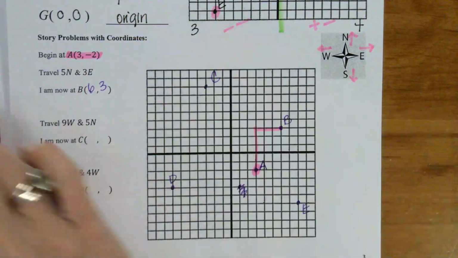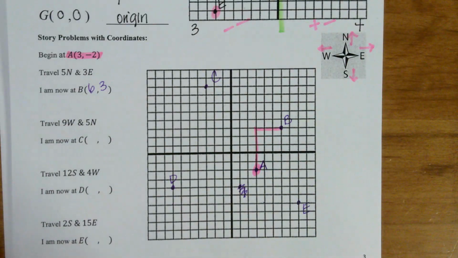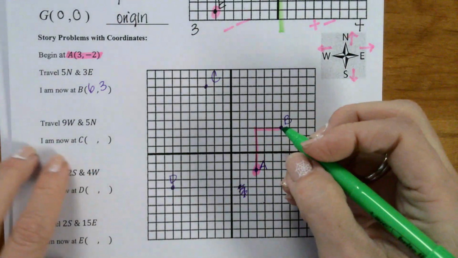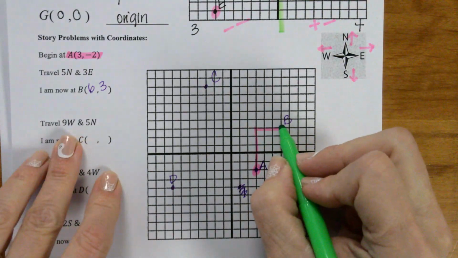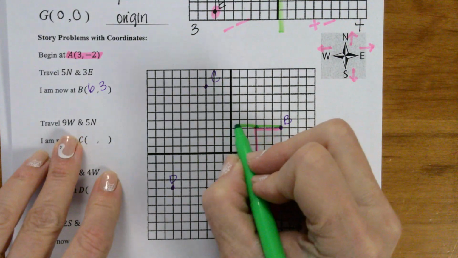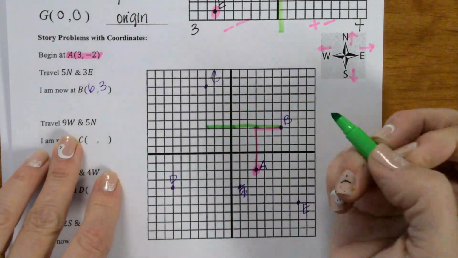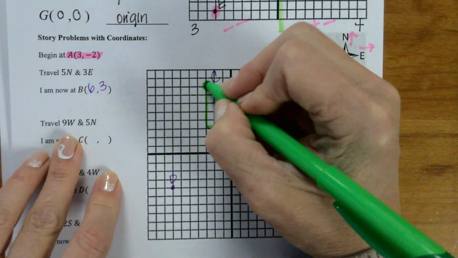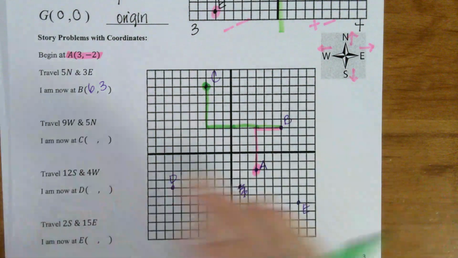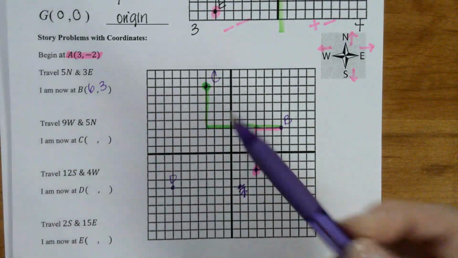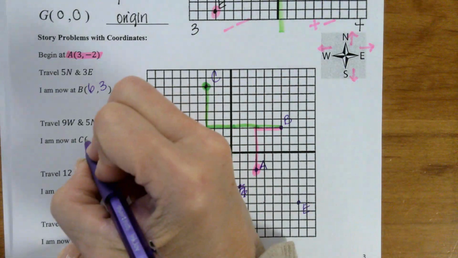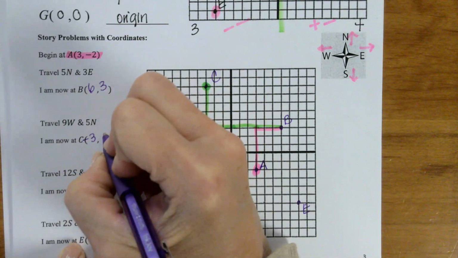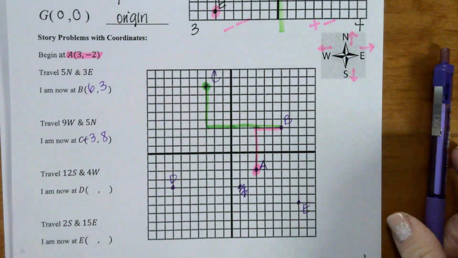And then I'm going to go from B to C. So I'm going to go 9 west, 3, 6, 9, and 5 north. 1, 2, 3, 4, 5. So now I'm at C. What ordered pair is that one? -3 and 8. Okay.